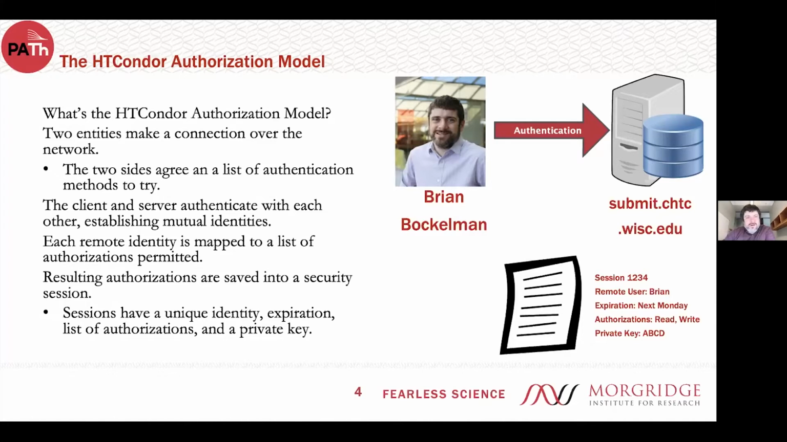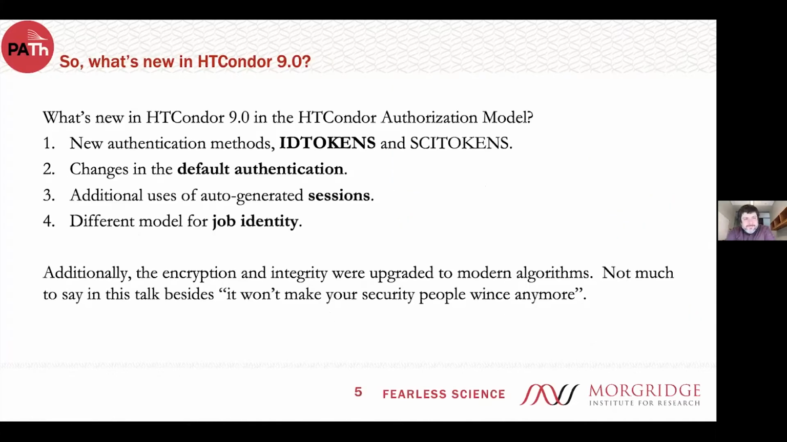And going forward, what have we worked on changing? So I'm going to talk about 4 ideas here today. There's, of course, a lot more that will be left unsaid, and we have the opportunity to throw tomatoes at me in the panel that's happening next after this talk. So I'm going to talk a little bit about ID tokens and SciTokens, but primarily ID tokens for the new authentication methods. We're going to mention the default authentication changes, but of course, those have been hinted at a couple of times. We're going to talk about different ways that we auto-generate sessions these days. And then finally talk about a slightly different model that we're trying out for job identity.